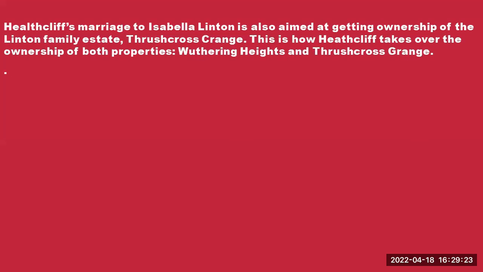Then let's also look at Heathcliff's marriage to Isabella Linton, and we know it's all aimed at getting ownership of the Linton family estate, Thrushcross Grange. So we see a situation where the actions and reactions of most of the characters are based on the desire to acquire material possessions, to gain ownership of certain material property. Now, this is how Heathcliff takes over the ownership of both properties. Through manipulation, he is able to gain ownership of Wuthering Heights and Thrushcross Grange.